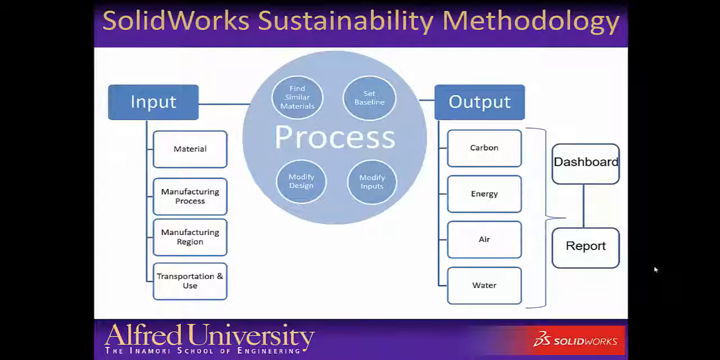The methodology for SOLIDWORKS Sustainability can be summarized in the following diagram. We have a number of inputs that go into the process. Those are the material type, the manufacturing process, the region of manufacture, the method of transportation, and how long the part is used. Then, SOLIDWORKS Sustainability will determine how much it costs to make the part, whether or not there are similar materials available, and then evaluate what changes in any of those inputs can result in different values of outputs.